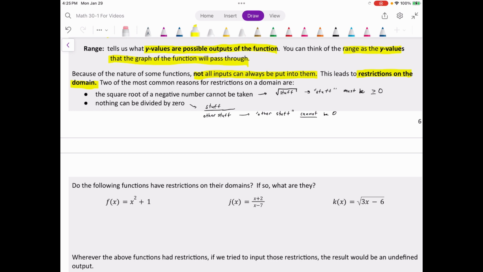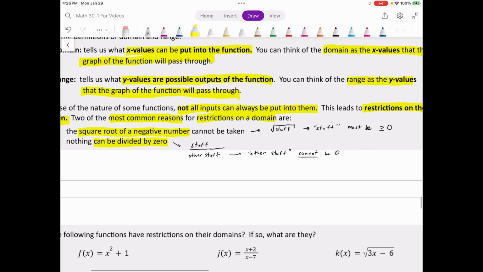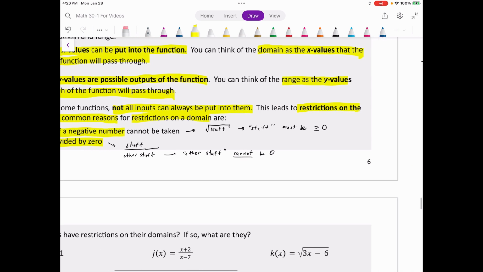Now, two of the most common reasons, I'll be honest, most of the time when we have restrictions on our domain, it's for one of these two reasons in some form or another, okay? The two most common reasons for restrictions on a domain are that you cannot take the square root of a negative number and that you cannot divide by 0. Okay, now we talked about dividing by 0 earlier in this lesson. The square root of a negative number, that one makes sense.